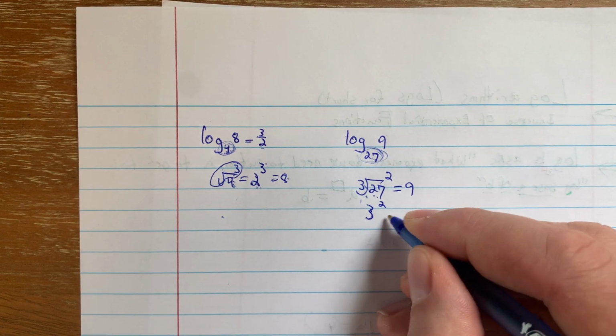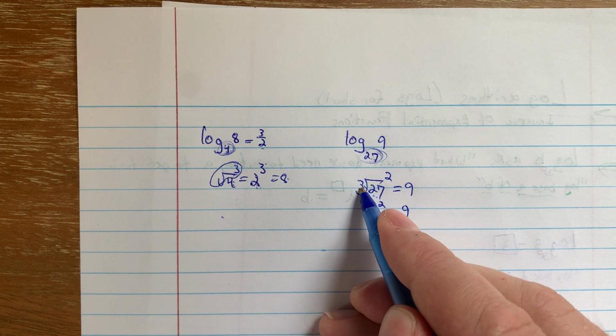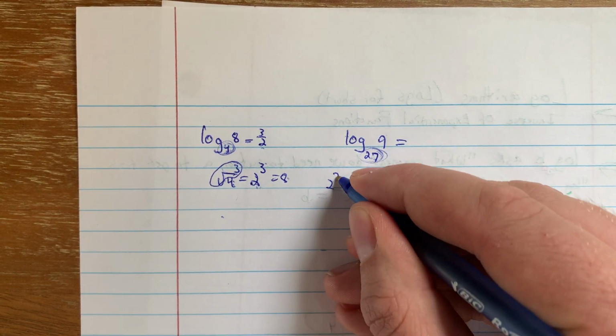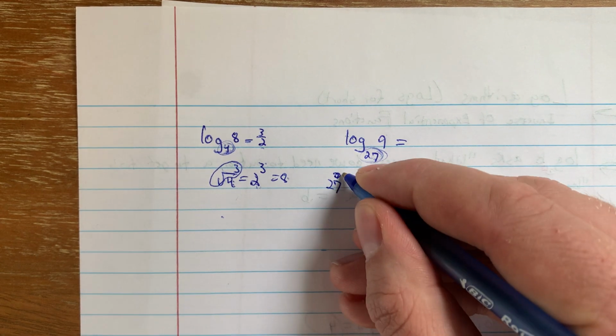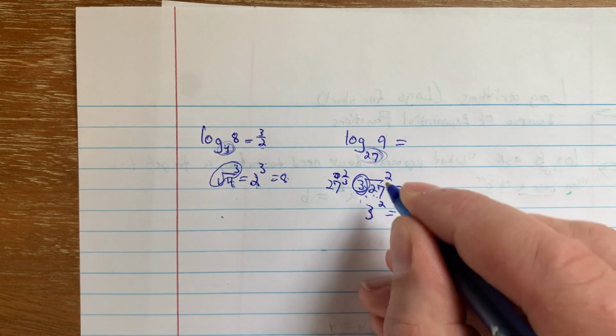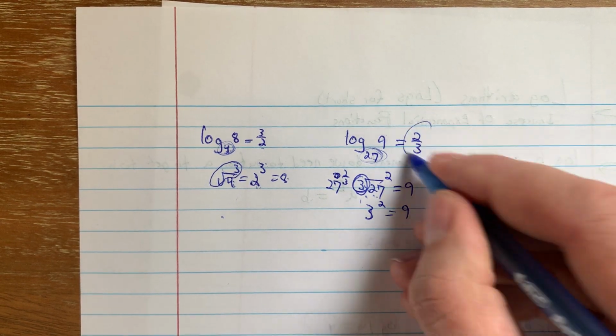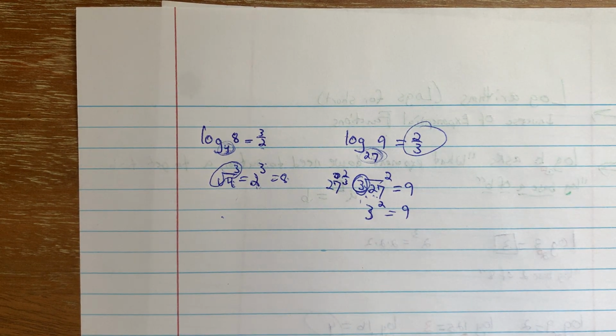So this is the cube root squared, and so the power, that's the same as 27 to the 2/3 power. Remember, the denominator is what root it is. So 27 to the 2/3 power gives you 9, and so that's what that log is equal to.